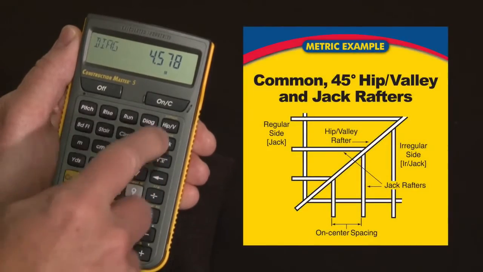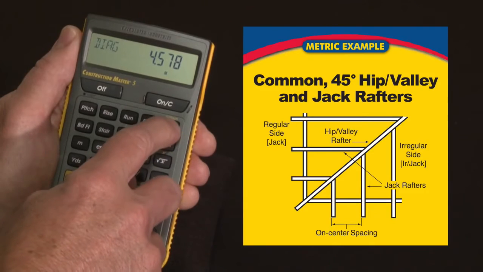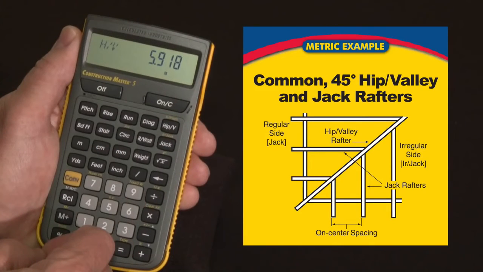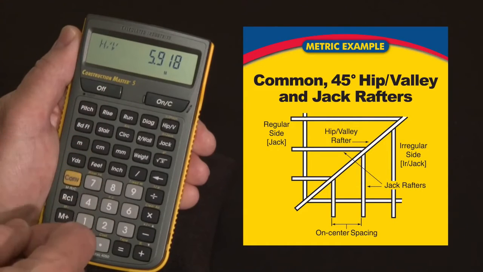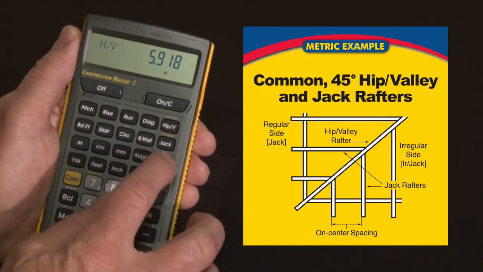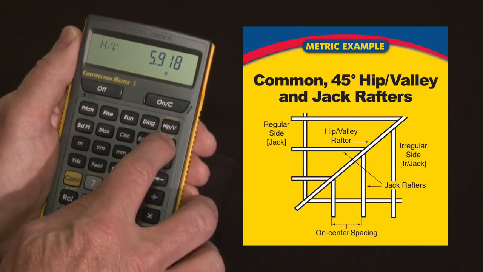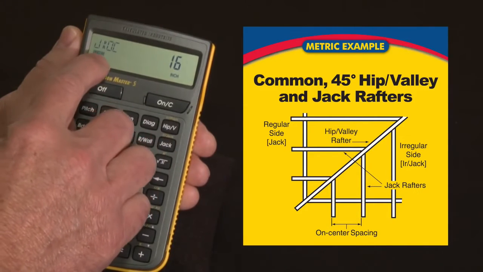For a 45-degree hip or valley rafter coming off of that, you just press this. It's going to be 5918. You'd make the same adjustment for half the thickness of the ridge and any overhang. You can also calculate jack rafters. Pressing the jack rafter key shows you the jack on center spacing.